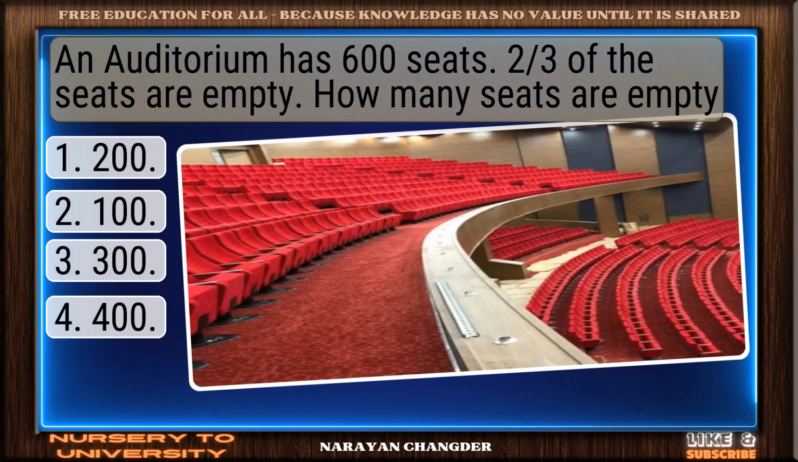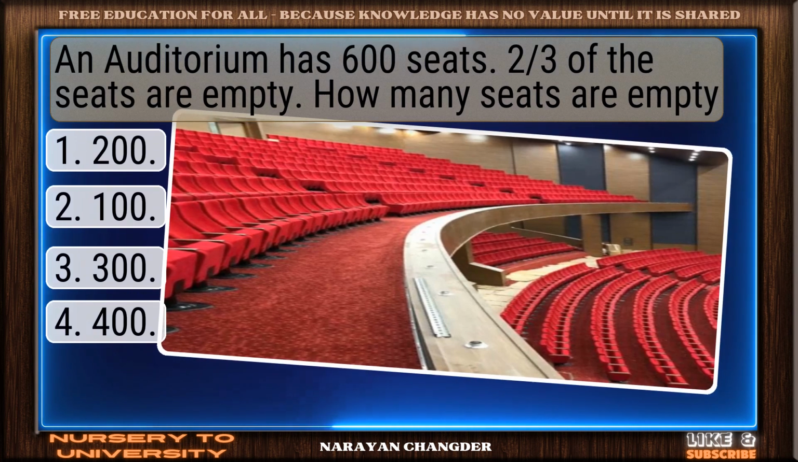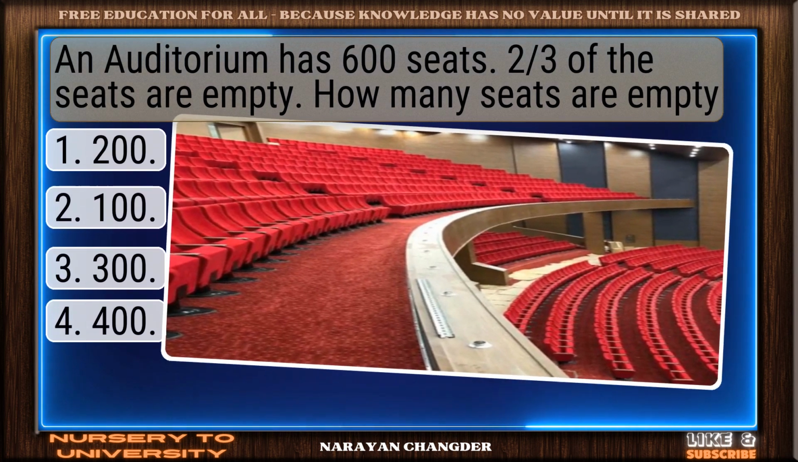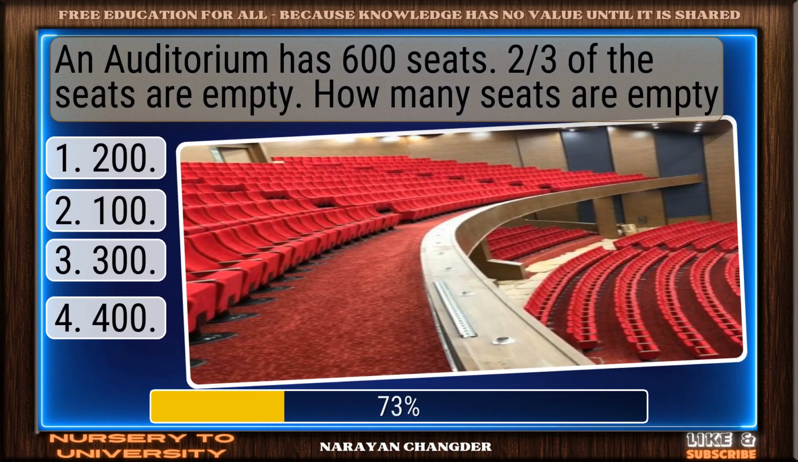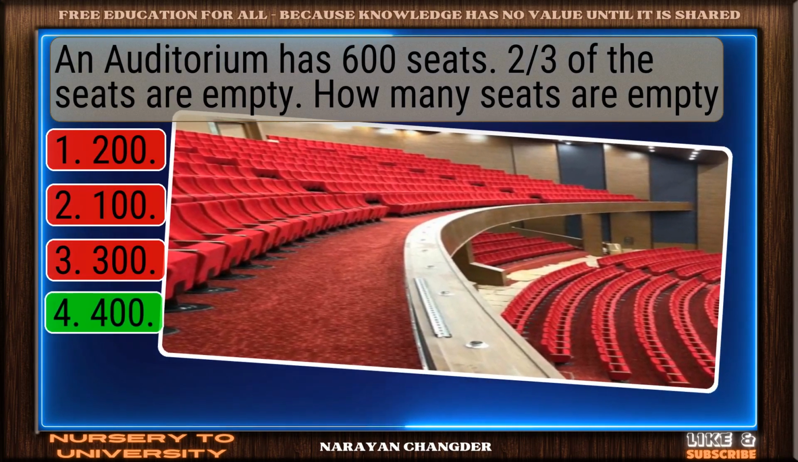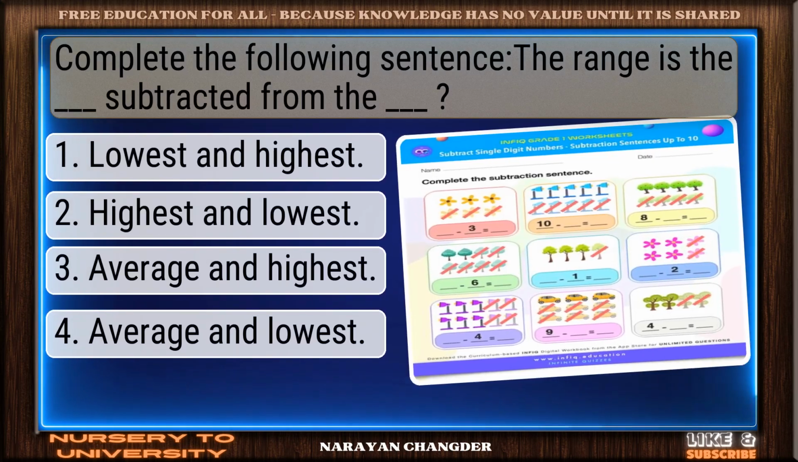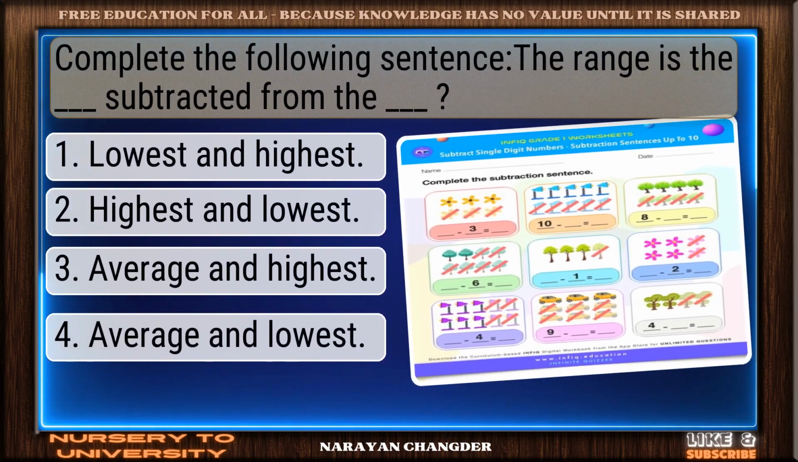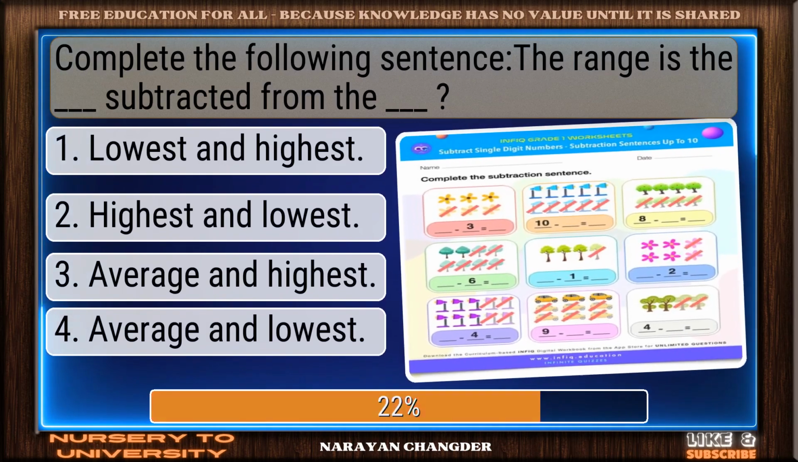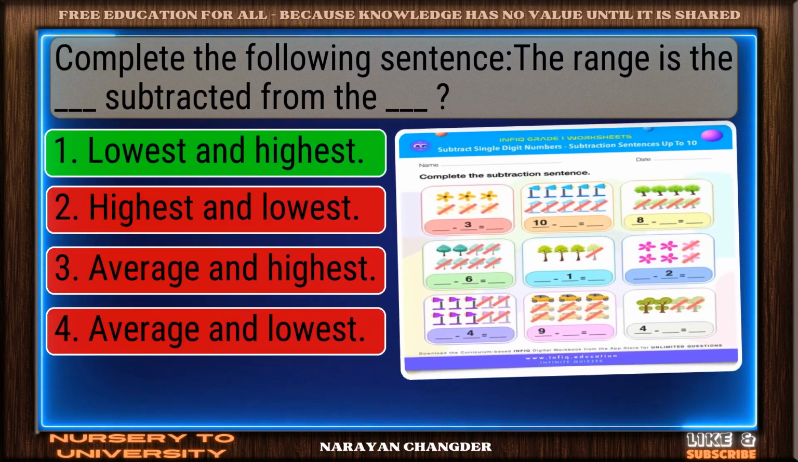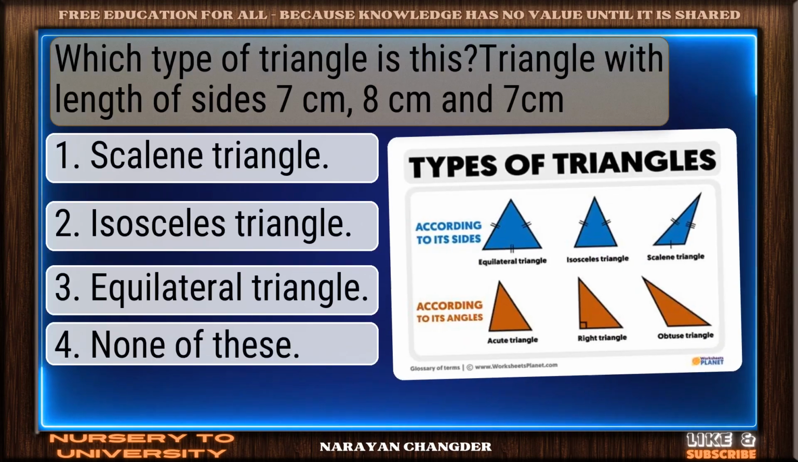Question number 44. An auditorium has 600 seats. 2/3 of the seats are empty. How many seats are empty? Good job. Your answer 400 works well here. Question number 45. Complete the following sentence: The range is the dash subtracted from the dash. You chose lowest and highest, and it is correct.